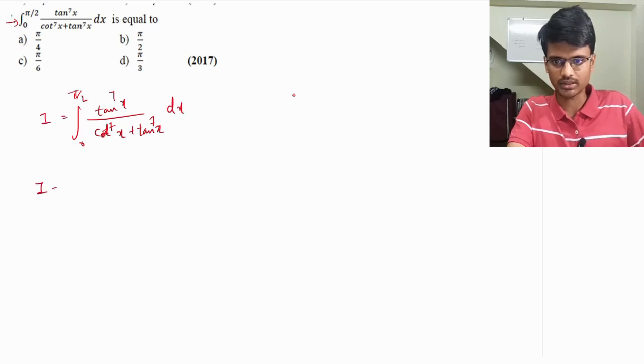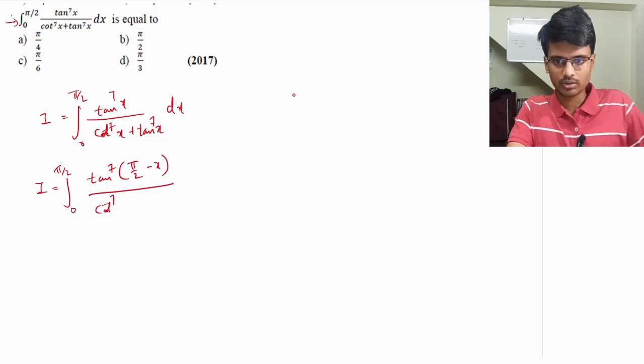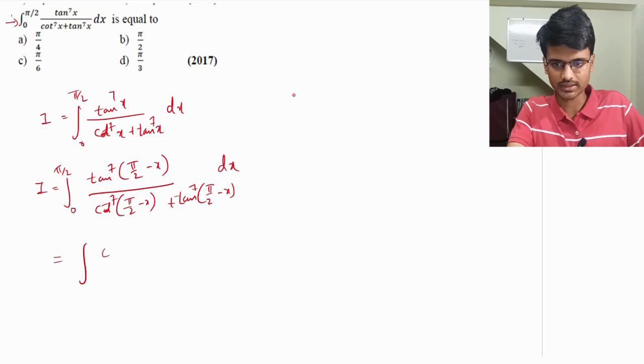So I'll apply that property. I'll get 0 to pi by 2 tan raised to 7 of pi by 2 minus x over cot raised to 7 of pi by 2 minus x plus tan raised to 7 of pi by 2 minus x dx. So what do I get? Tan of pi by 2 minus x is nothing but cot of pi by 2 minus x. My denominator, I'll get tan raised to 7. Sorry, I'm so sorry.